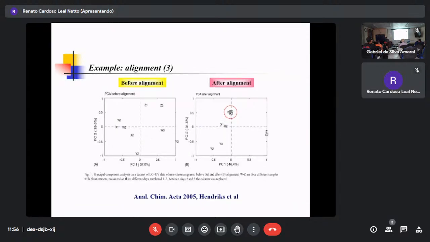Now, if you do it before alignment, the same signal is treated as two different things. You don't see any clustering in the PCA analysis. But after alignment, very nice. So this is the advantage of alignment. But the other way around is also possible.